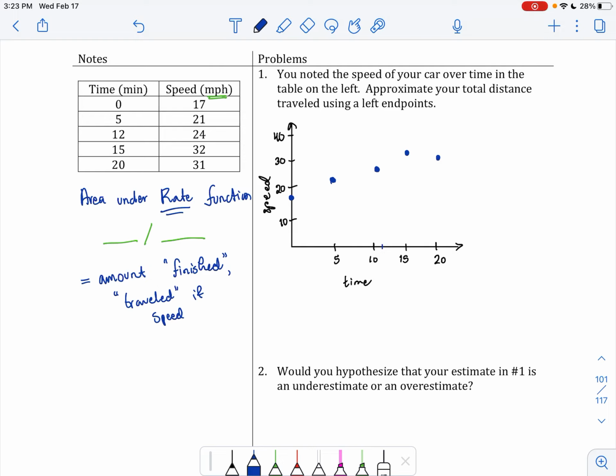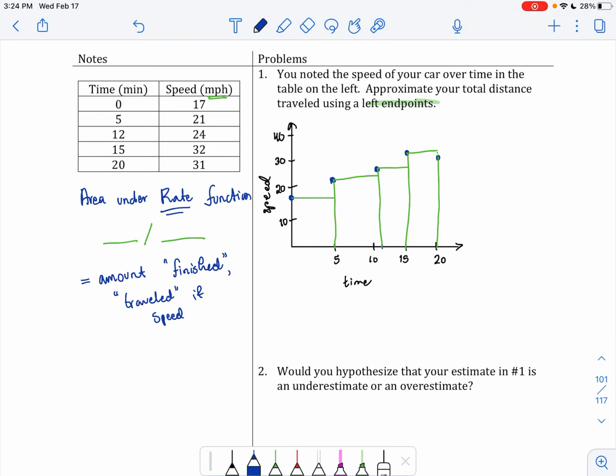Now, we don't know exactly what's happening. You could sketch in a curve if you like. But we're going to estimate using left hand. So I'm going to draw my heights of my rectangles down. And then, since it's left, I'm going to start here and then draw from the left. Left, left, left, and then draw a little bit down there. So these are the rectangles I am going to use using left endpoints to approximate my distance traveled.